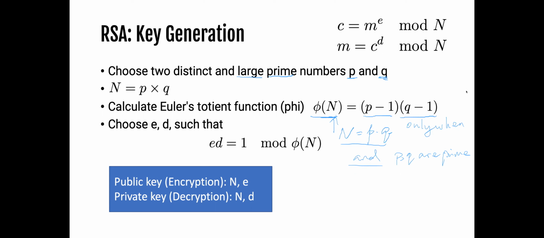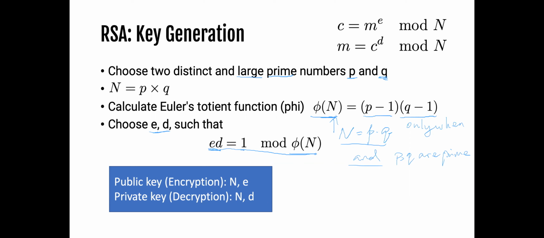Okay, and then given that, we are going to calculate E and D. So we're going to choose two numbers, E and D, such that the multiplication of E times D is equal to 1 modulo phi of N. And I'm going to pause here and make sure that you understand the math notation over here. Right now, if I give you P and Q, you know how to calculate N, how to calculate phi of N, and then you can find E and D to satisfy this specific condition. All right, so far so good. Let's continue.